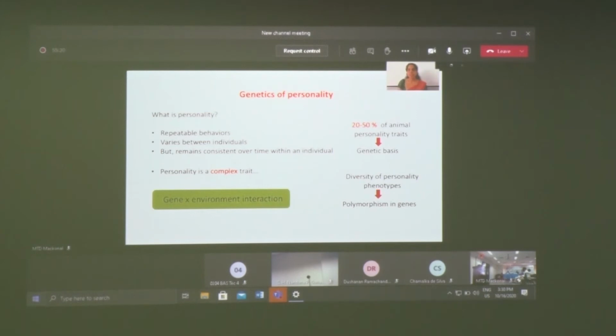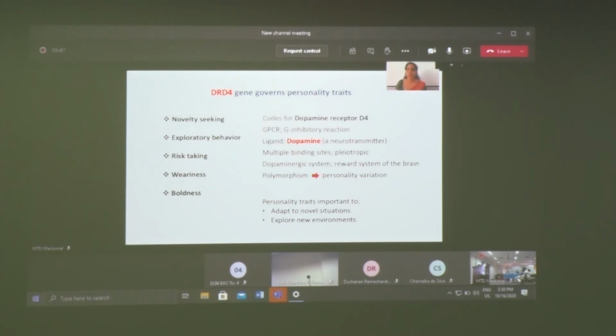Also, differences in personality traits among individuals arise due to genetic polymorphisms. The final outcome would be the interaction between the genetic component and the environmental factors. It is DR4 gene is one such gene that has been linked to a variety of personality traits. It codes for a type 2 dopamine receptor, namely the dopamine receptor E4. Its ligand is the neurotransmitter dopamine. This is a G protein coupled receptor and is part of the dopaminergic system of the brain that acts as a rewarding system. When bound to dopamine, it induces an inhibitory reaction.